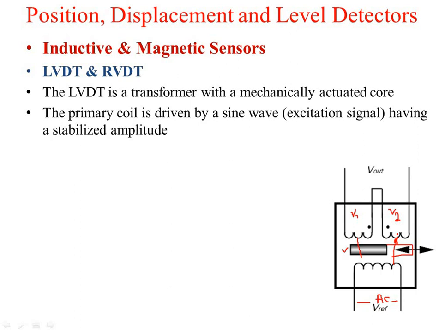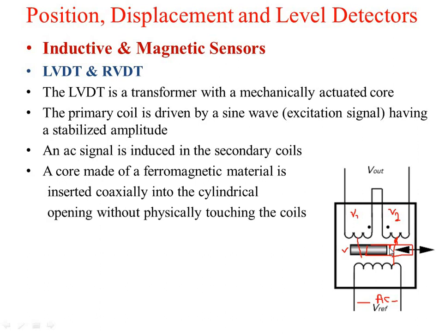Okay, so this is how you will be getting it. And if the core is at center position, like this one, then in that case the output voltage will be 0, because the linkage with V1 and V2, the secondary coil voltages generated because of this ferromagnetic material or the flux linkage, V1 is equal to V2, hence output will be 0. This is how you will be getting it. So this is what we have discussed.